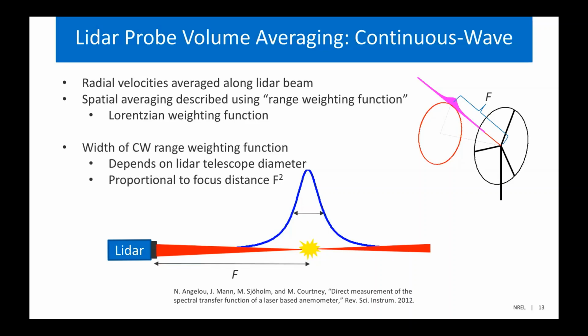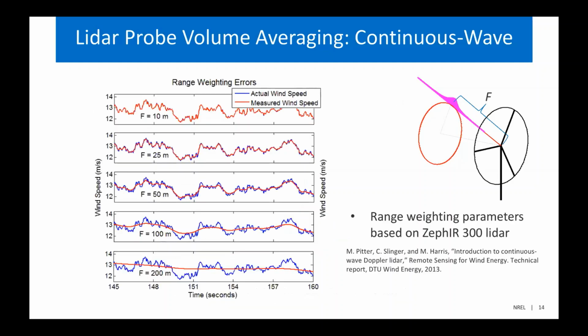So the width of this weighting function depends on properties of the LiDAR, such as the telescope lens diameter, how tightly we can focus the beam. And then, as Andy mentioned, it's proportional to the square of our focus distance. So every time we double the focus distance, our spatial averaging increases by a factor of 4.